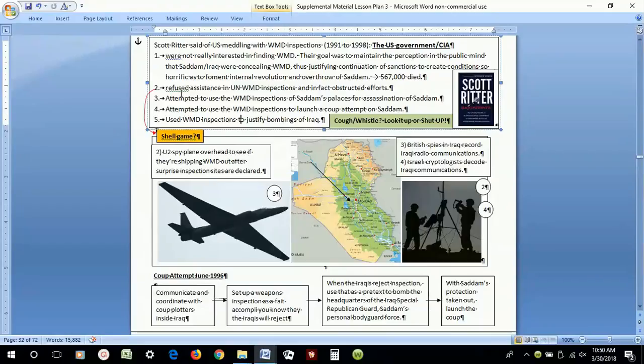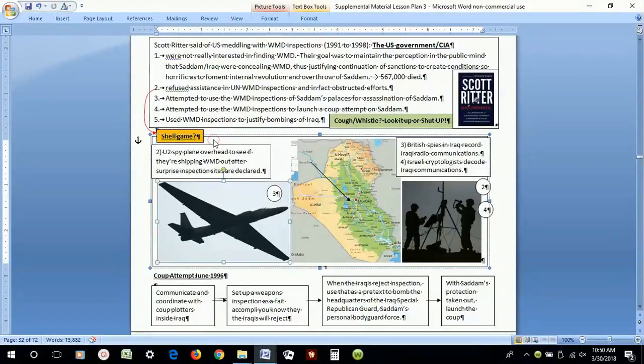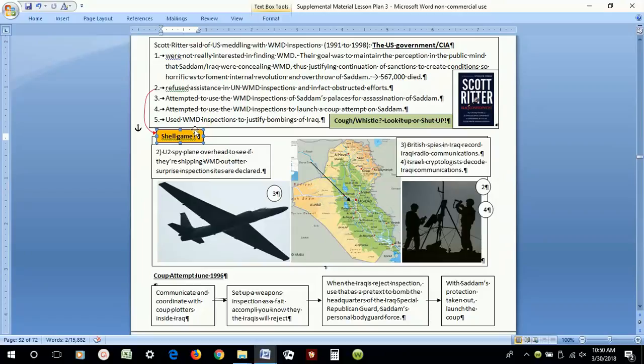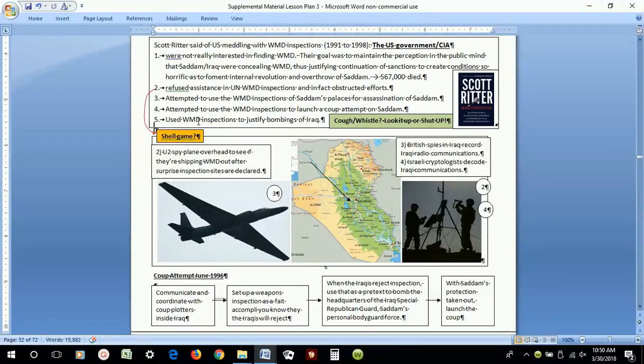So what is this? Refused assistance in WMD inspections and shell game. All right. So I guess what I have here is, one of the things Scott Ritter thought was this. He said that they've been in Iraq for so many years and they found nothing. What he came to believe is that maybe they have an elaborate, effective system to transport stuff. We're finding nothing.